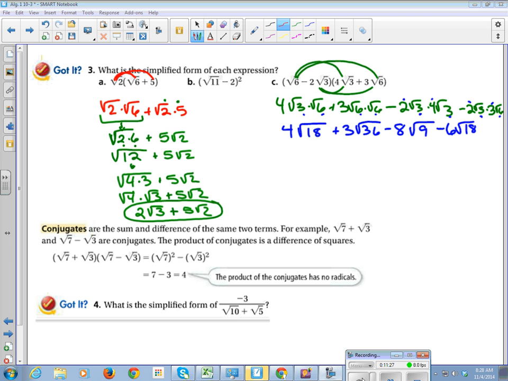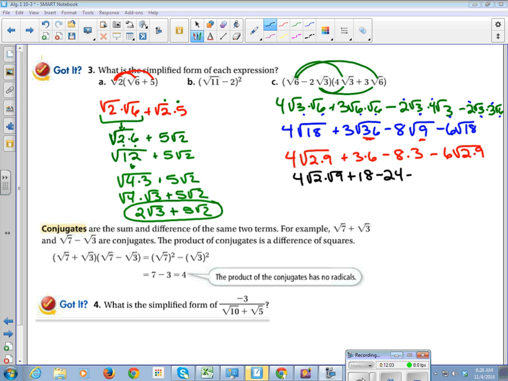So let's simplify what we can. This is 4 square root of 2 times 9. This is 3 times 6. This is 8 times 3. You guys seeing how this is? Square root of 36 is 6. Square root of 9 is 3. And this is also 2 times 9. All right. So now I've got 4 root 2 times root 9 plus 18 minus 24 minus 6 root 2 times root 9.